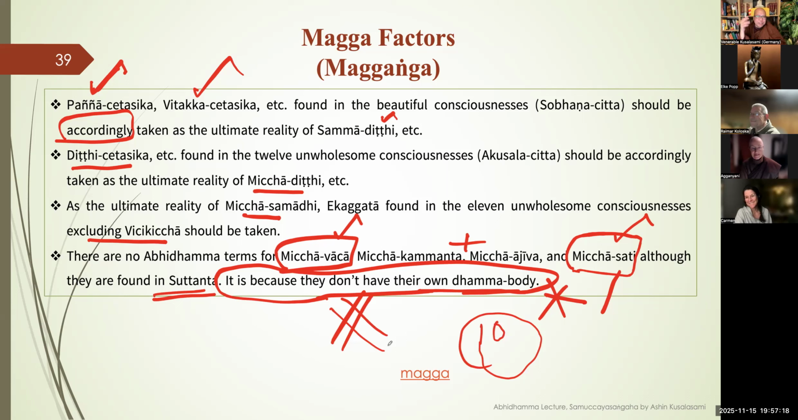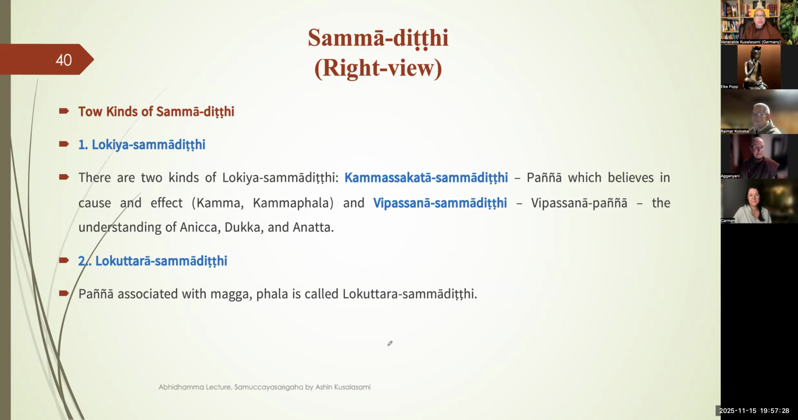Okay, so if I have a different idea, I will talk about that. So at the moment, let me stop this one. Okay, so this is not Abhidhamma. This is just general knowledge. Yeah. So Samma ditthi, right view.